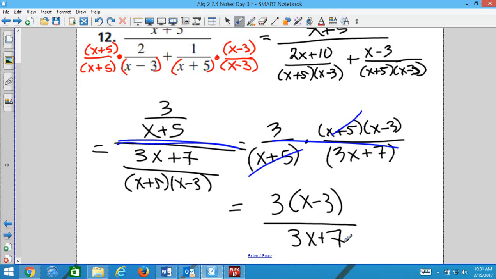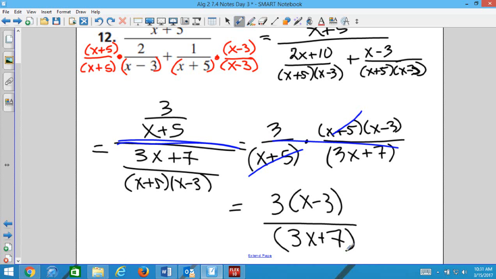Can I cancel those 3's? Don't you dare. Why can't I cancel this? Well, I don't know which 3's you're talking about, but the answer is no. Because the denominator is not factored, and it is a binomial. You can't cancel part of the binomial.